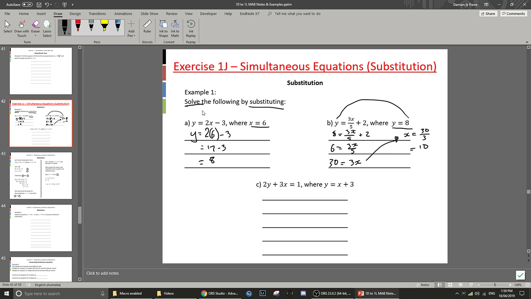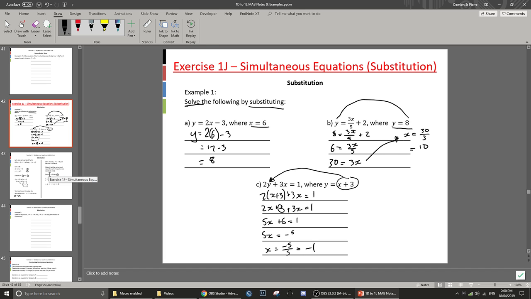2y plus 3x is equal to 1, where y is equal to x plus 3. Okay, so we're going to substitute this in for y because we have y by itself, so that makes it easier. So we have 2 times (x plus 3) plus 3x is equal to 1. We're going to expand the brackets: 2x plus 6 plus 3x is equal to 1. Collect like terms, so 5x plus 6 is equal to 1. 5x is equal to negative 5. So x is equal to negative 5 on 5, which is negative 1.